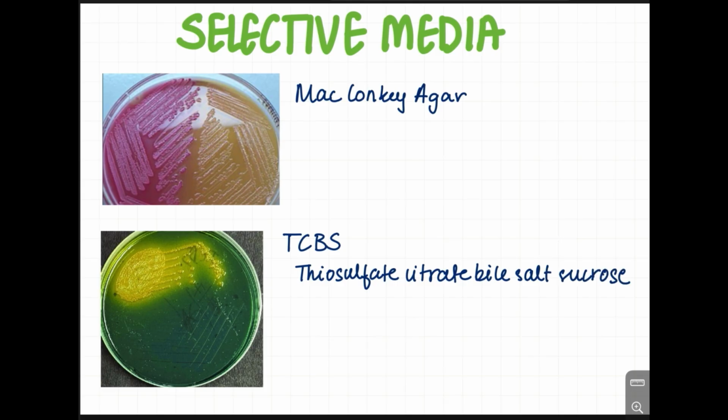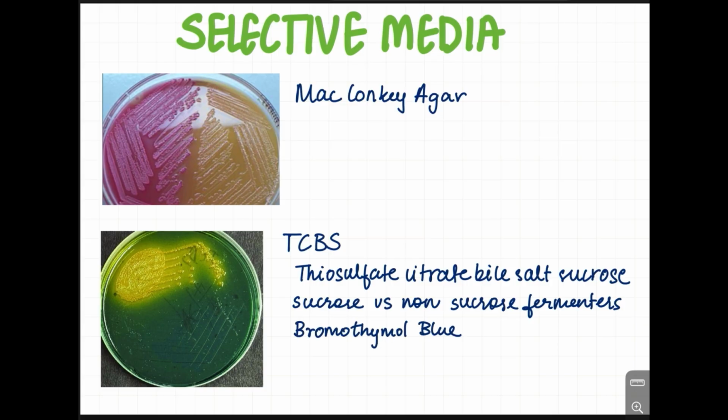This is used especially for Vibrio, V. cholerae. It produces yellow or yellow golden colonies. It contains bromothymol blue as an indicator. It is a differential media that can differentiate between sucrose fermenters versus non-sucrose fermenters. And most importantly, it contains bile salt that makes it selective.